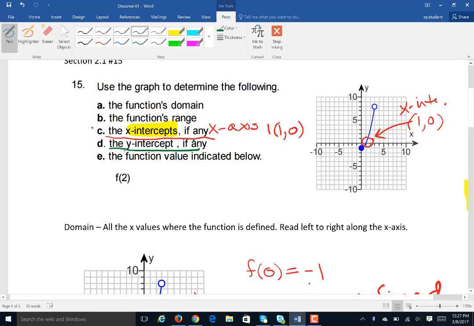The y-intercept is where this function crosses the y-axis. So here's the y-axis right here. This is the y-axis. Whoops. Right here. That's my y-axis. And if you look, you can see that there's a point right there lying on the y-axis. That point is the point 0, negative 1. So the y-intercept is that point, and sometimes we say it's when y is negative 1. So that's how you find these from the graph.